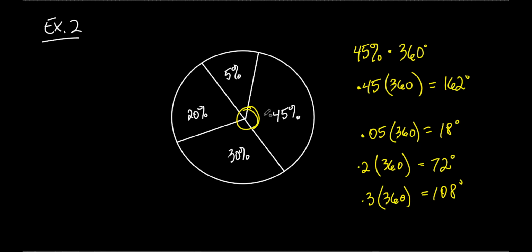So this right here is 162 degrees. This right here is 18 degrees, this angle. This angle right here is 72 degrees. And this angle right here is what? 108 degrees. If I did it right, what should be true? What should happen if I add up all of those angles? They should add up to 360, not 160.